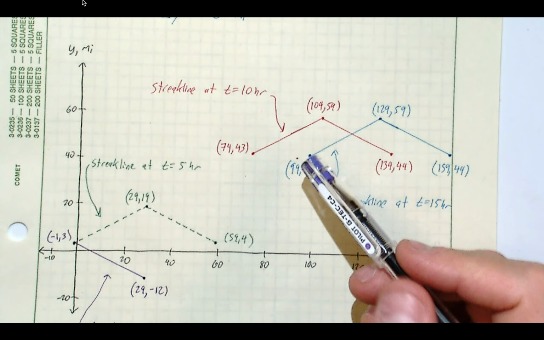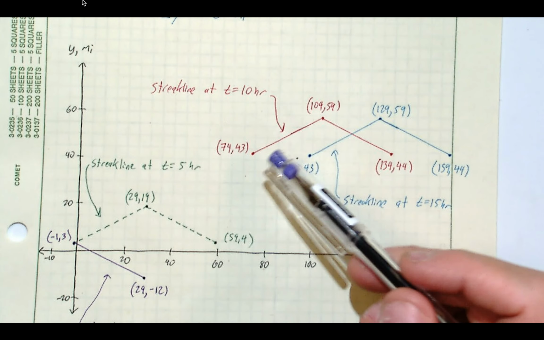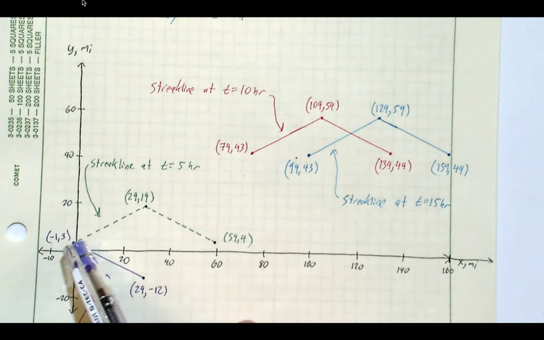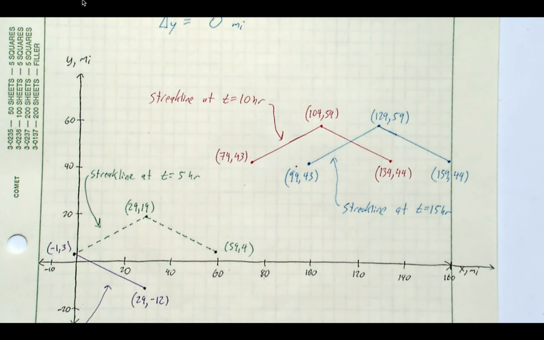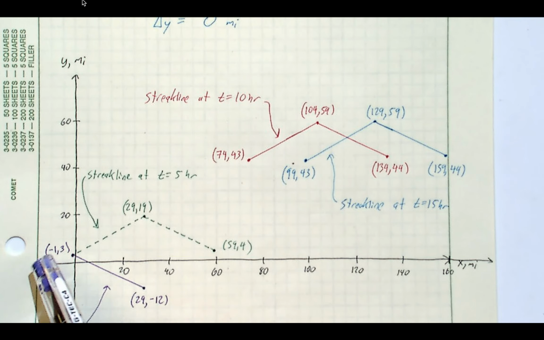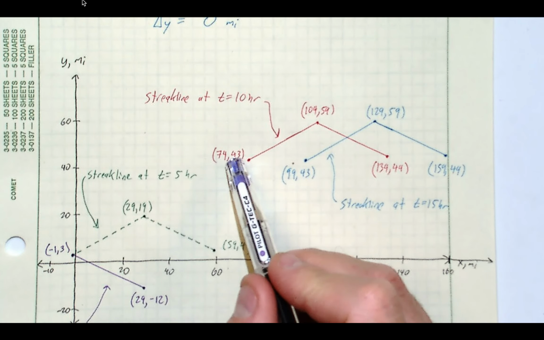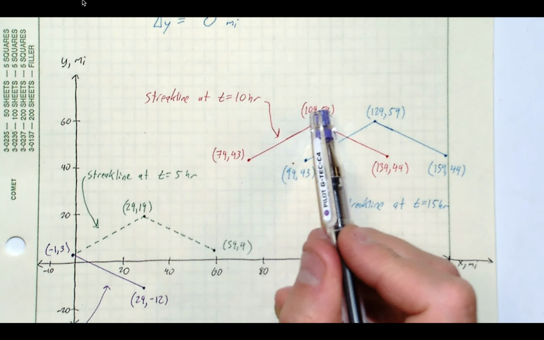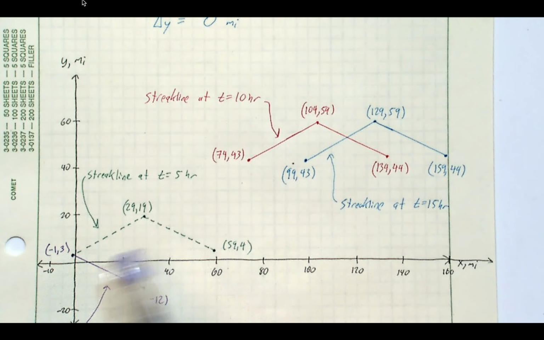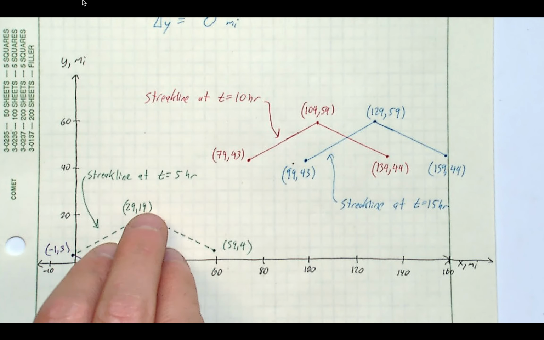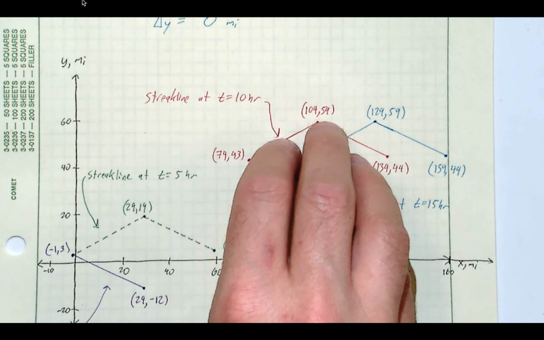The blue is going to be coming later here, but we see we're now translating this entire line a delta x of 75 and a delta y of 40, such that (1,3) goes up to (74,43). (29,19) now becomes (104,59). Right, so you can imagine from the 5 hour to the 10 hour period, this is the steam that's being translated up this way.